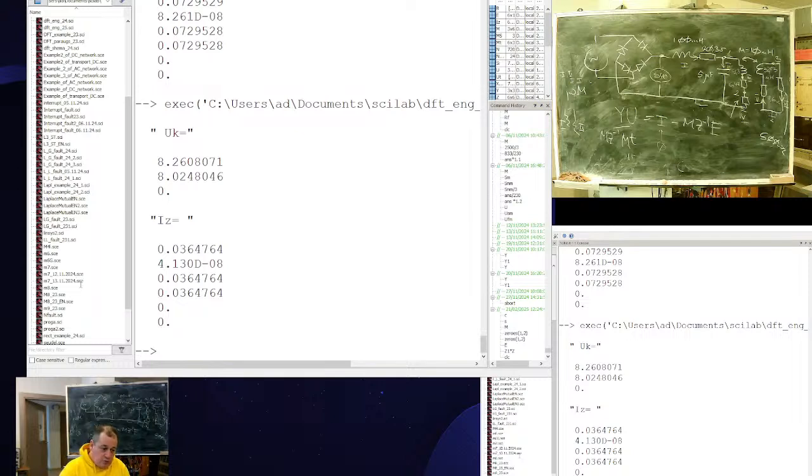Okay, now it's time to get time variables. Time to perform inverse Fourier transform to get time values. I think I can reuse this code or not.